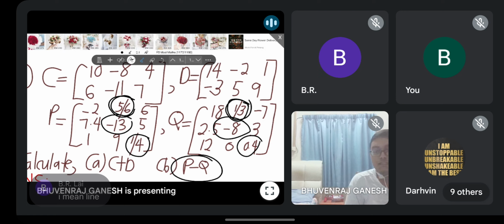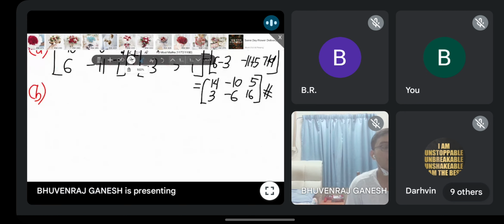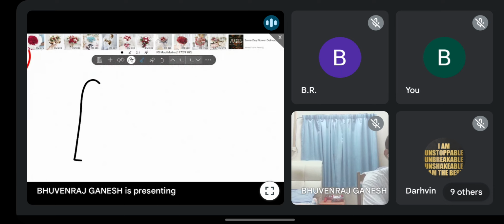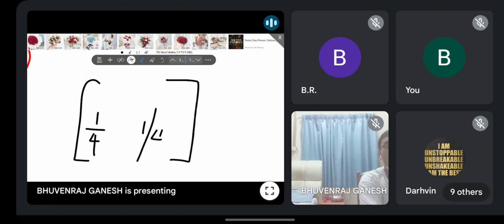I mean, which line? Oh, the fraction line. Can, no problem. Good question asked by Bowen. Some of you might be thinking, can I write 1 over 4 like this in the matrix, or 1 over 4 like this in the matrix? Both of them are accepted. But you must be careful.